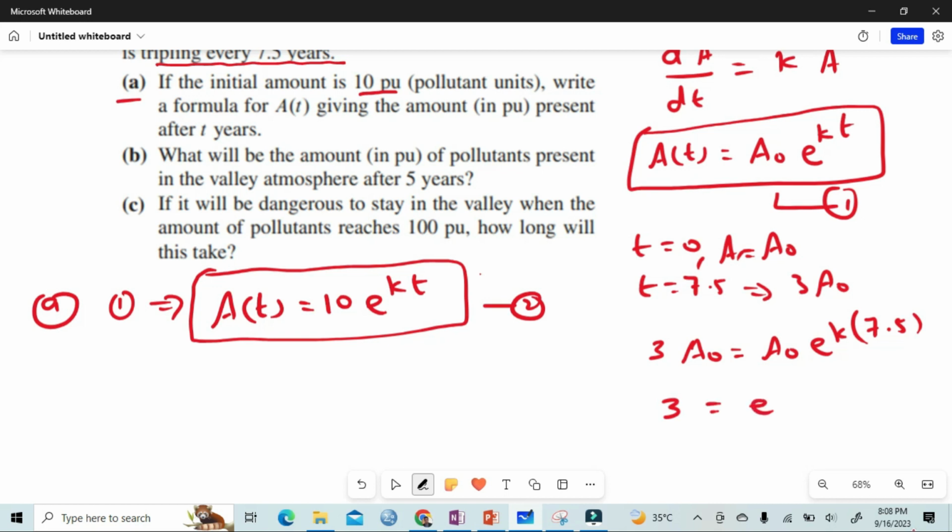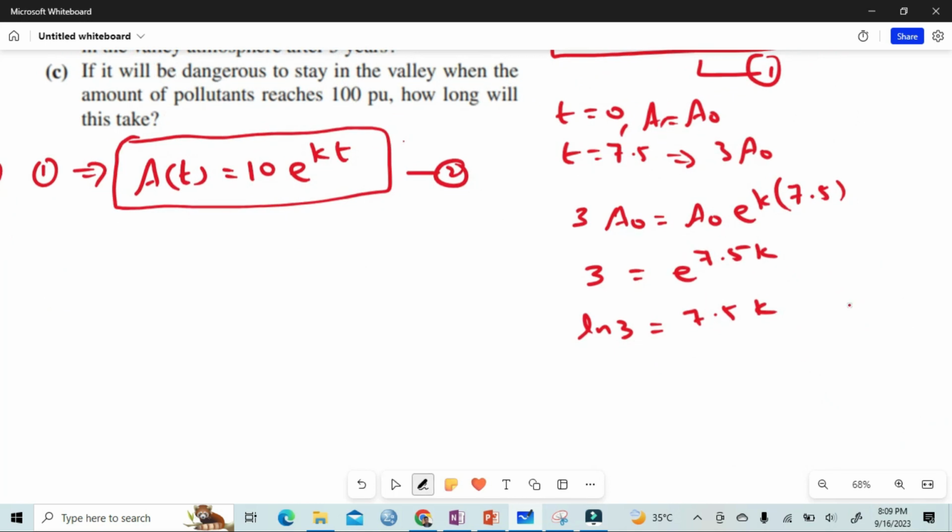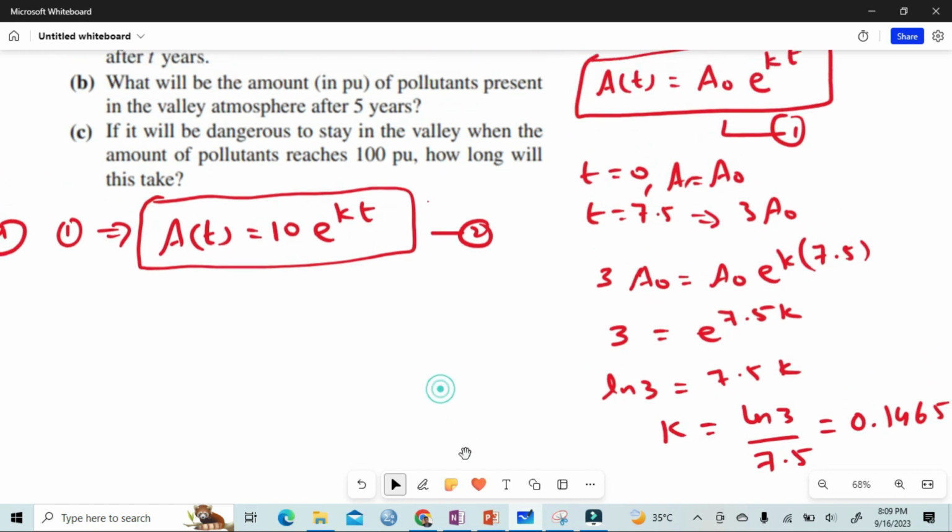Divide by A0 on both sides, it's 3 on the left hand side, e raised to 7.5k. And if you want to remove the exponential, you take ln: ln 3 is equal to 7.5k. That will give k is ln 3 over 7.5. The k value will be 0.1465.